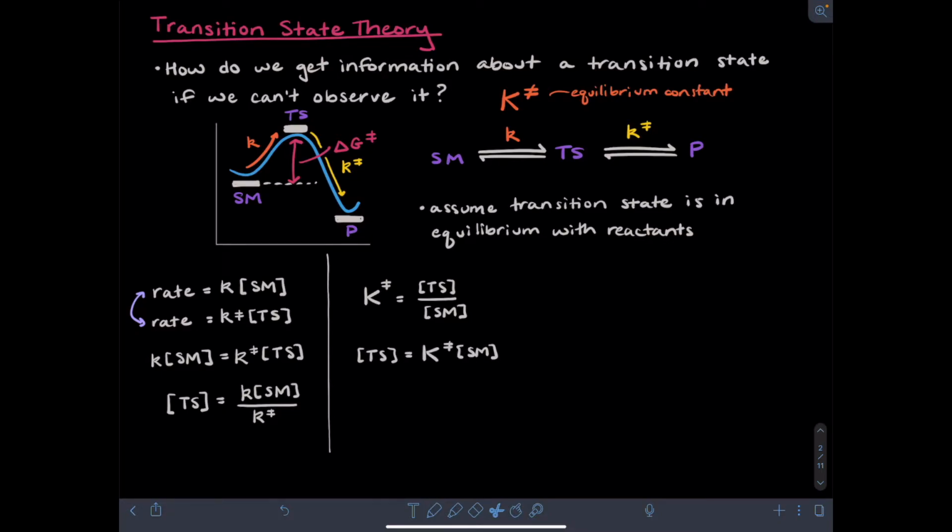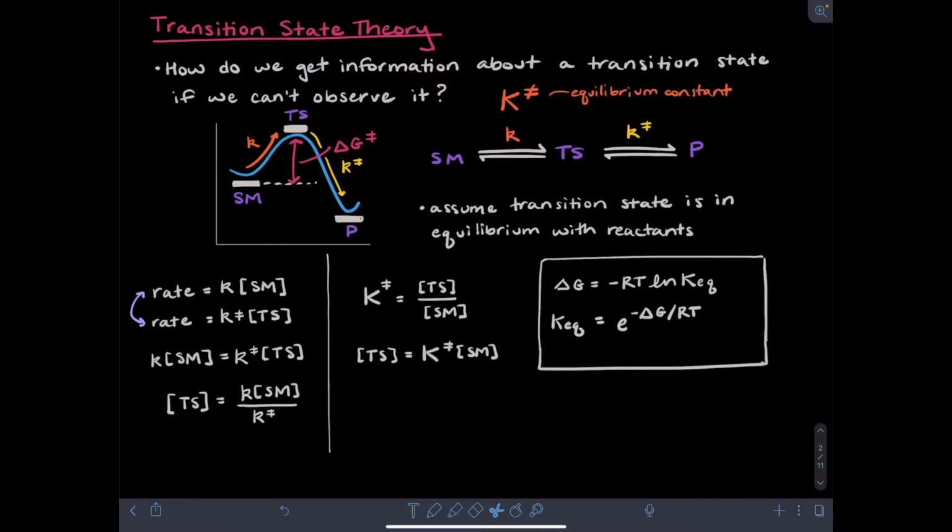Like I did using the rate discussion, I'm going to separate out the concentration of the transition state term by multiplying both sides by the concentration of starting material. This gives me concentration of transition state as equal to big K double dagger times the concentration of starting material. I'm setting this up so that I have two equations where the concentration of the transition state is separated, one of them involving rate constants and one of them involving an equilibrium constant.